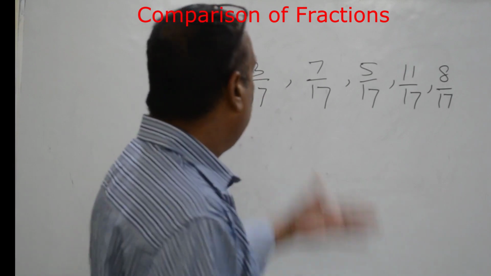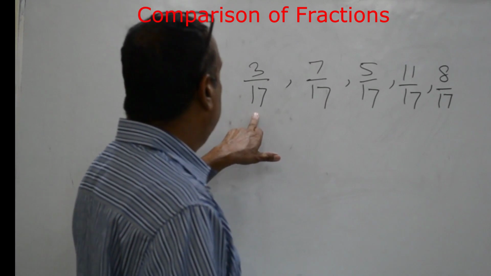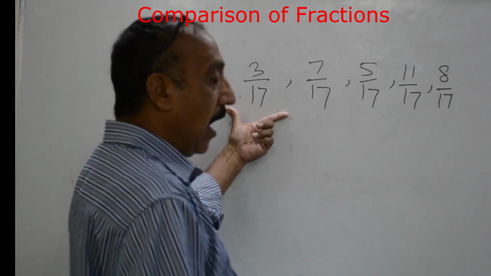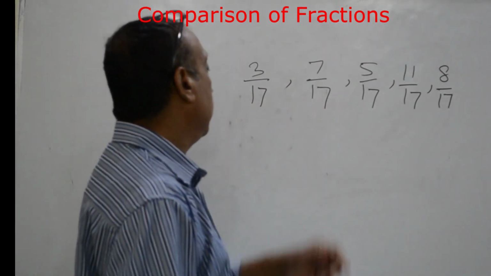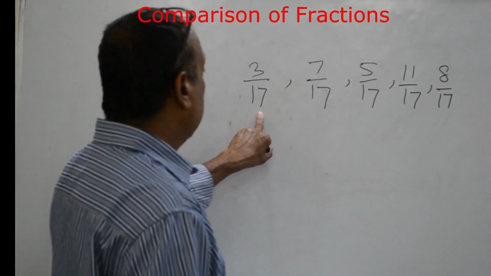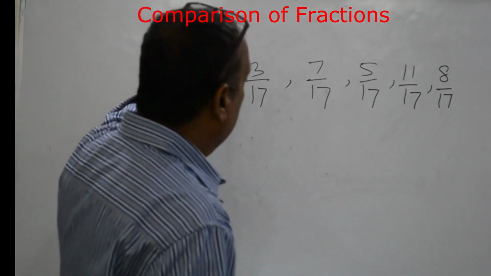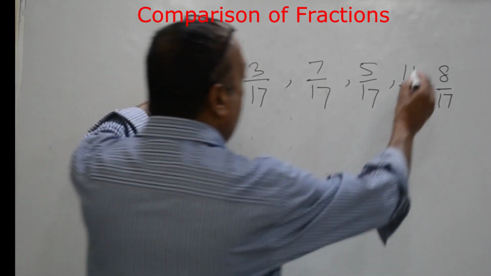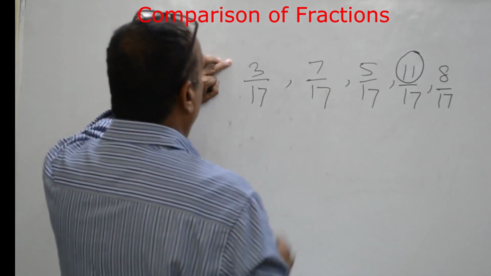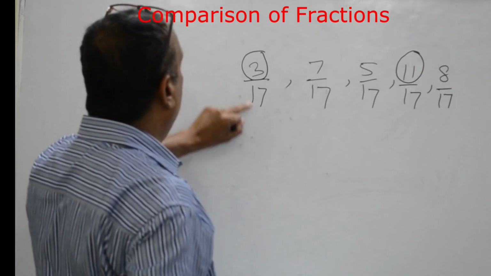Now look at this problem. In this problem, all the denominators have the same value. All the denominators have the value 17. So where the denominators are the same and numerators have different values, then the fraction with the highest numerator is the biggest fraction, and the fraction with the smallest numerator is the smallest fraction.